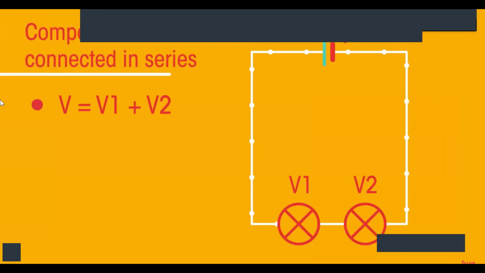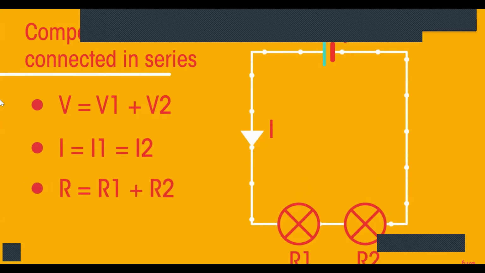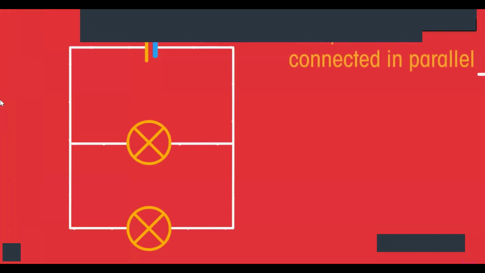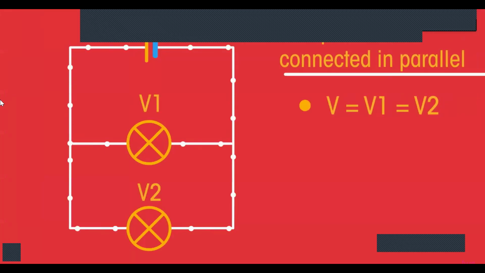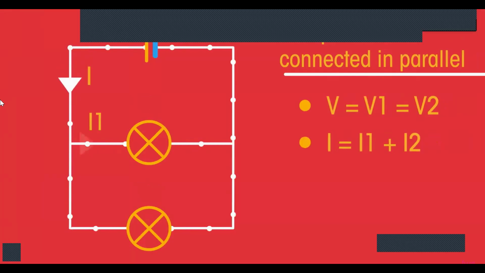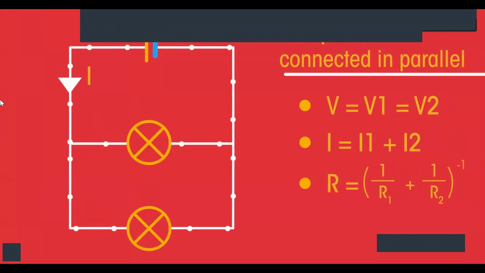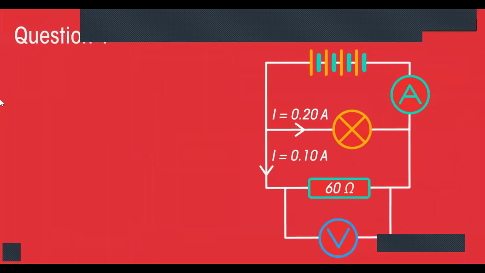For components connected in series, the total voltage or potential difference of the power supply is shared between the components. There is the same current through each component. The total resistance of two components is the sum of the resistance of each component. For components connected in parallel, the voltage or potential difference across each component is the same. The total current through the whole circuit is the sum of the currents through the separate components, and the total resistance of two resistors is less than the resistance of the smallest individual resistor. Let's have a go at applying some of those rules.